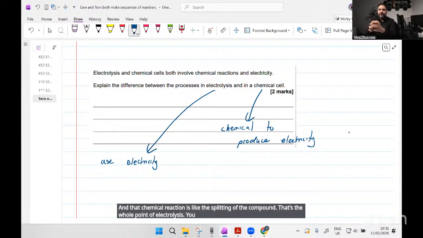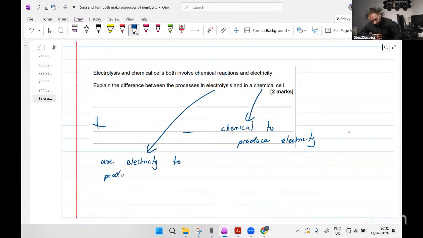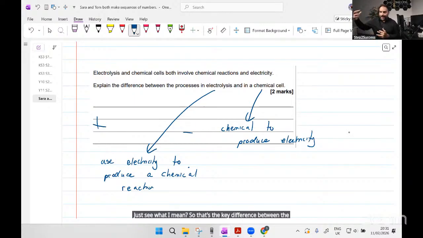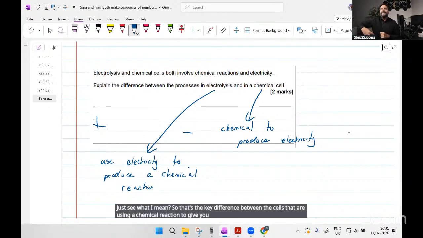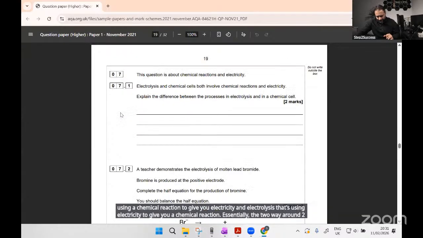You've got a compound and you're trying to split it up, and you're using electricity to do that. You're using the fact that we've got a positive and a negative electrode, and we can split the ions up in a positive and negative direction. Do you see what I mean? So that's the key difference between the cells that are using a chemical reaction to give you electricity and electrolysis that's using electricity to give you a chemical reaction. Essentially, there's two ways around.